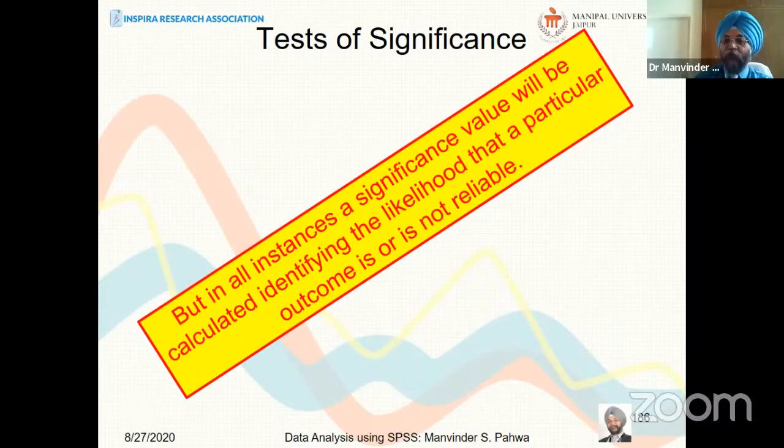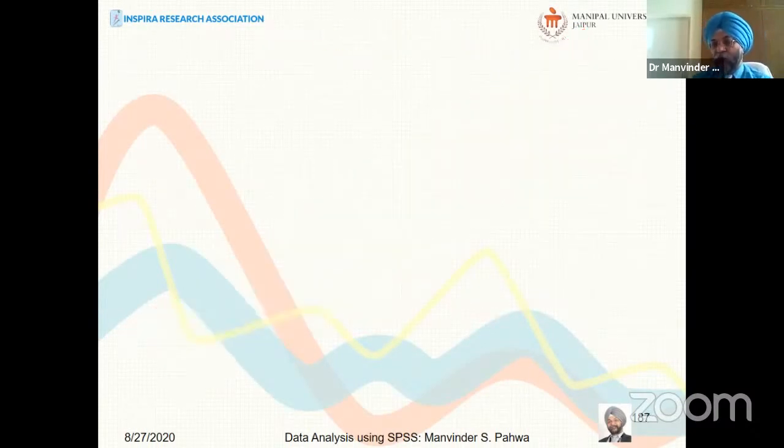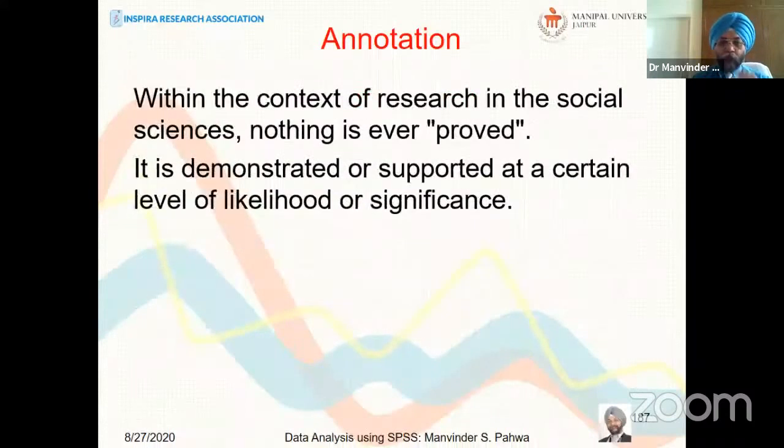So that is the actual use of the significance value. So what is the annotation? Within the context of research in the social sciences, nothing is ever proved. While we keep saying the hypothesis is proved, a hypothesis is not proved. It is demonstrated or supported at a certain level of likelihood or significance.